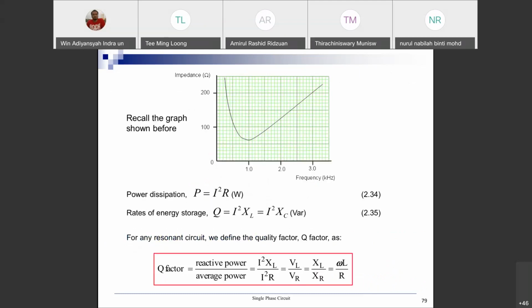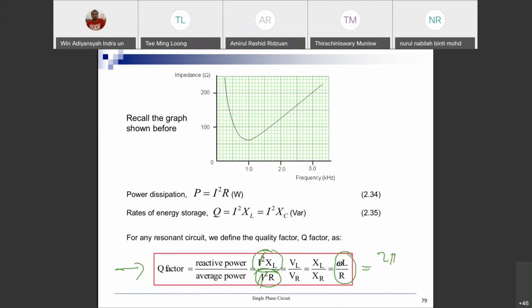This one, we discussed this: dissipation. The new one is the Q factor. There's a Q factor here. Reactive power and average power. Reactive power is this one, due to the inductor. Average power is resistive only. So if you divide by the I, so XL, it will be this one.